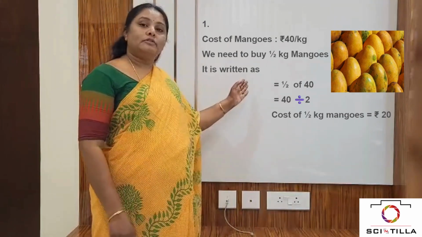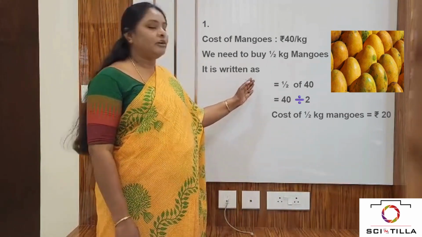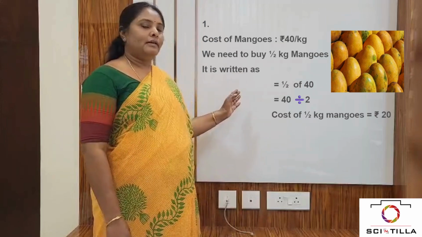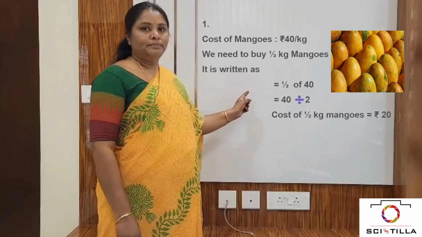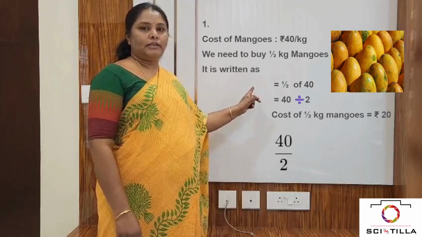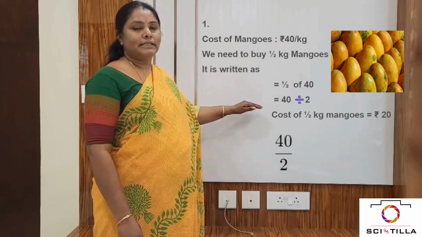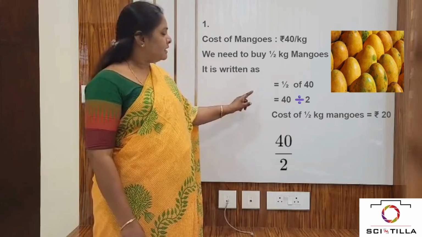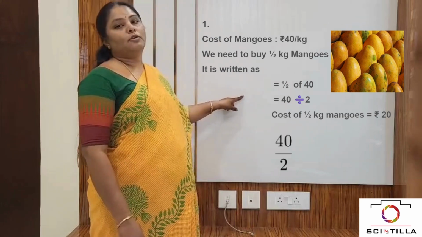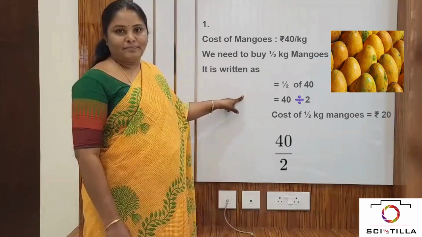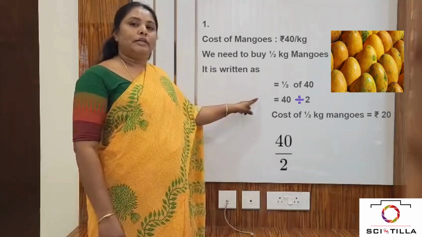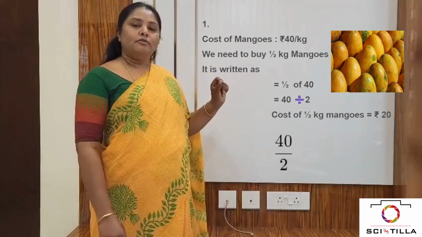What is the cost of mangoes? It is written as 40 rupees. How do we do that? First, write the cost of the mangoes, that is 40 upon 2. Why upon 2? Because half is written as 1/2. Now, this fractional bar is also known as division. So now we'll divide 40 divided by 2.